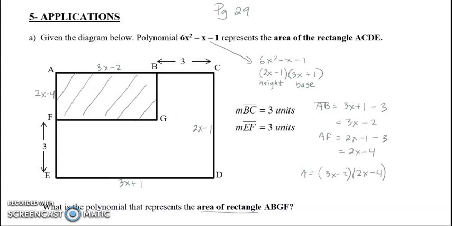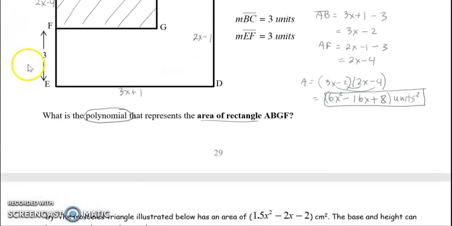Now, if it had only said find an expression, we would stop here, except that it asks for the polynomial, which means we're going to have to FOIL it out. And I'm going to do this in one shot where I do the inside and outside multiplications to get the middle term. And that's going to be 6x squared minus 16x plus 8. And that will be units squared for that area of the rectangle ABGF.